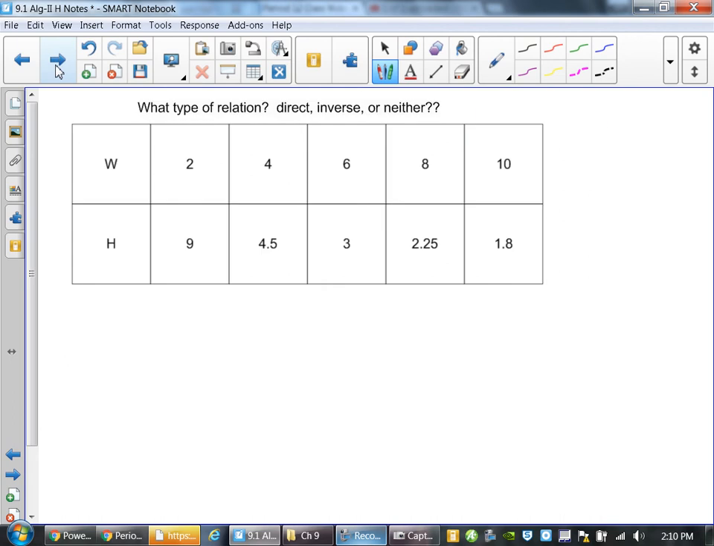So let's look at this table and decide whether or not it's direct, inverse, or neither. I realized I should have changed this to x, y. If something is going to vary inversely, it's going to follow the pattern y equals k divided by x. If it varies directly, it's going to follow the pattern y equals k times x.